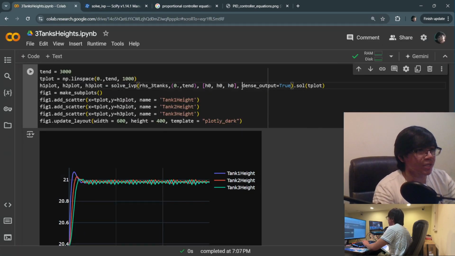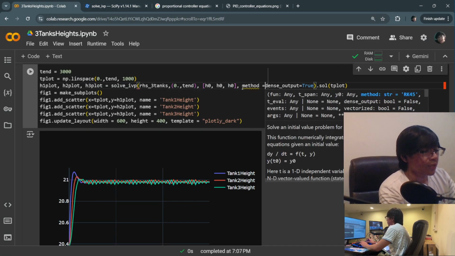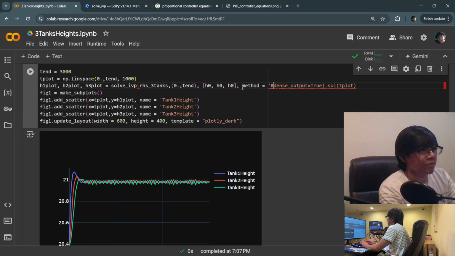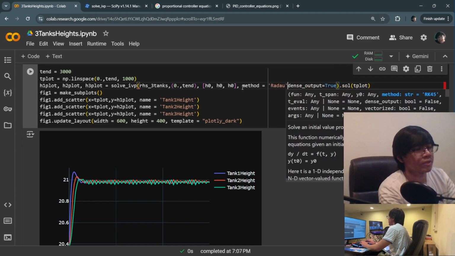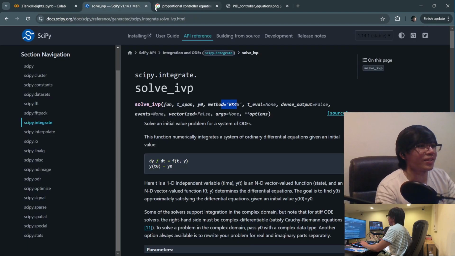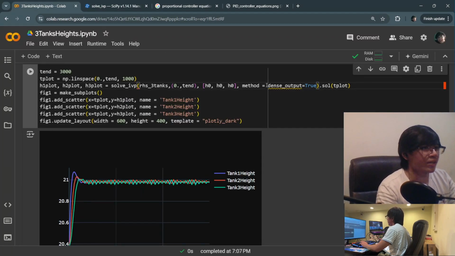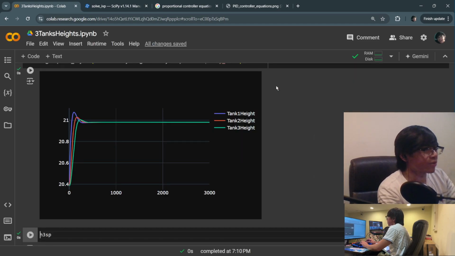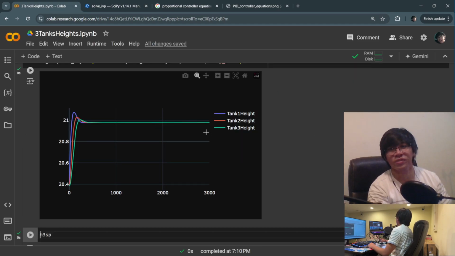Let me check where this method was, before dense output. So you will want to make that before. I don't think that. Boy, and now it is a string. So we'll do our single quotation mark Radau. Fun to say, Radau. Okay, so yeah, no more oscillations.